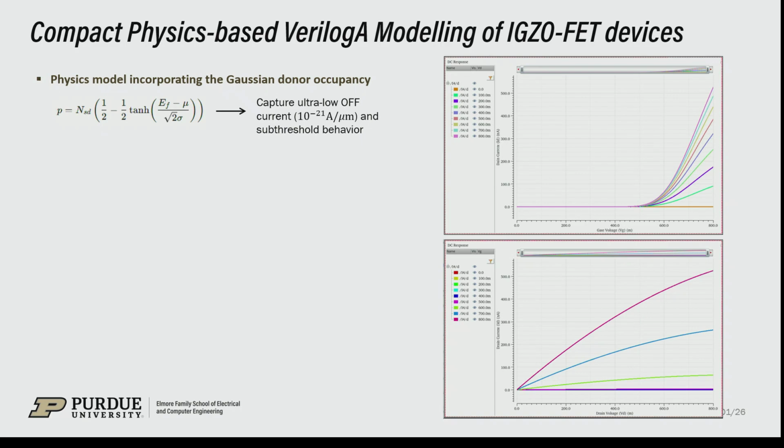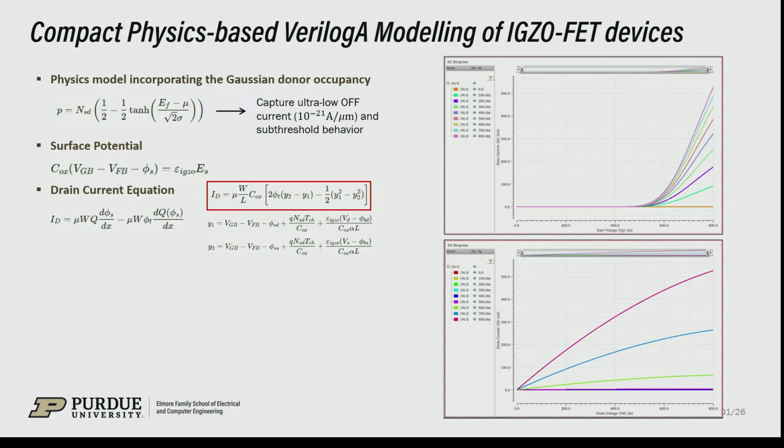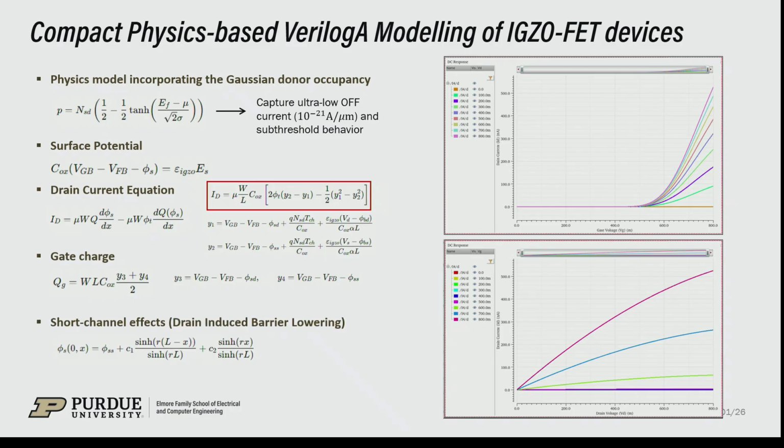Now we will look into the compact modeling of the ECZO-FET device, where we have implemented a physics-based model in which we have taken into account the donor occupancy of the device. Then we also look into the surface potential, which is important in order to implement the leakage current of this particular device. Then we also look into the drain current equation and also the gate charge and the short channel effects. The graphs on the right show the different ID-VGS and ID-VDS characteristics of this ECZO-FET device, and this is quite consistent with the literature that we have.